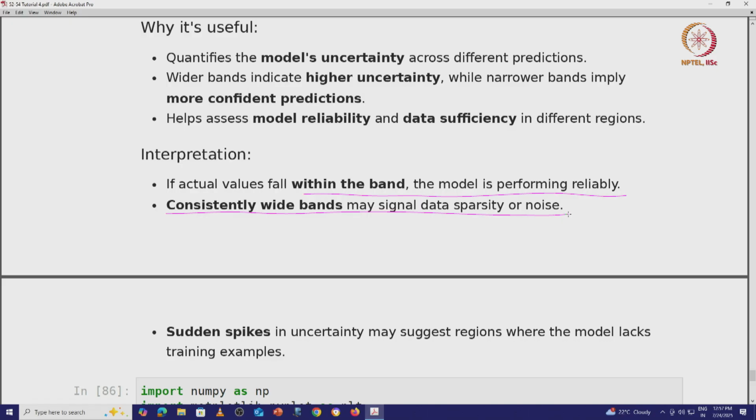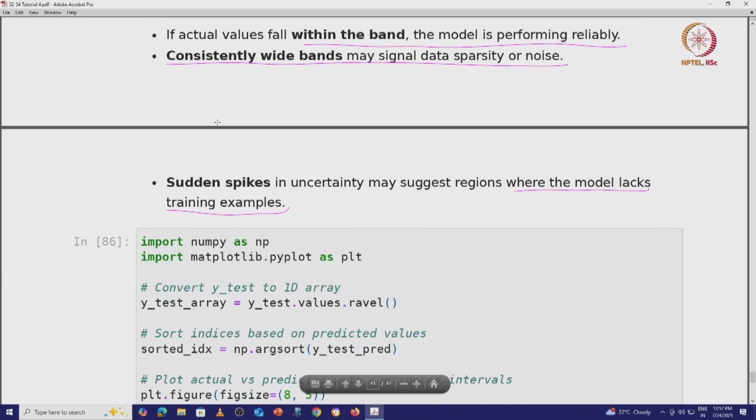And sudden spikes in uncertainty may suggest regions exactly where the model lacks training examples. So, then you can go back and get more data in those regions of the feature space, and then you can retrain the model and you will be good to go.